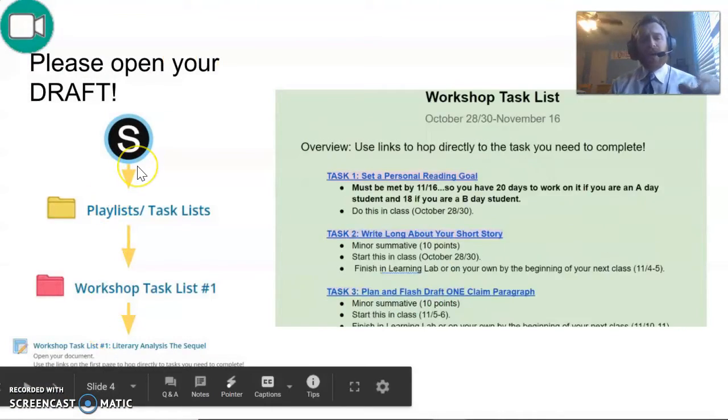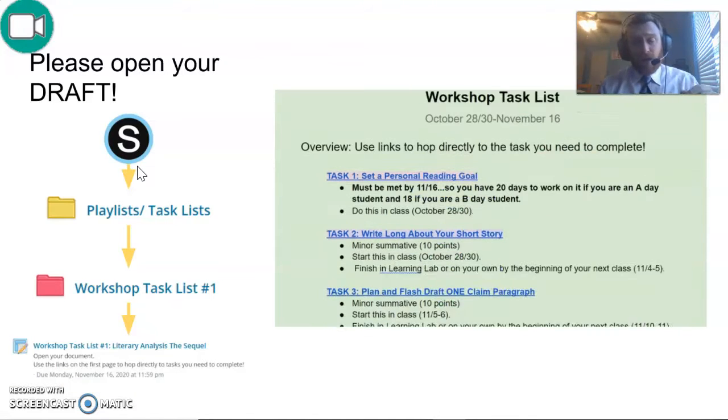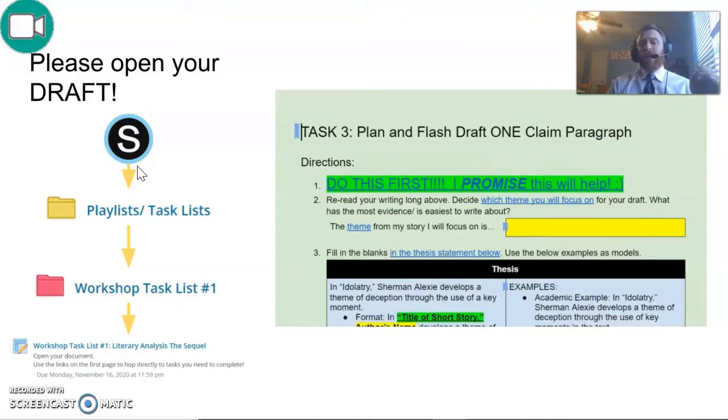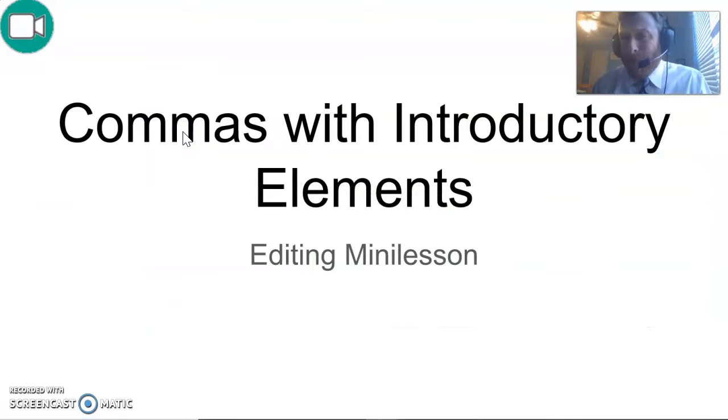Now, let's go ahead and open up your draft. So we need you to go into your task list, your green Google Doc. Let's go down to step 3 or 4, but let's go at least to step 3 so we can open up your draft wherever your draft is. And here's what we're going to do. We're going to do a little mini lesson today about commas with introductory elements.